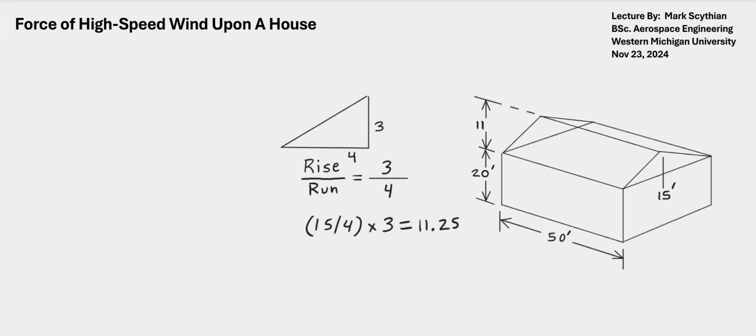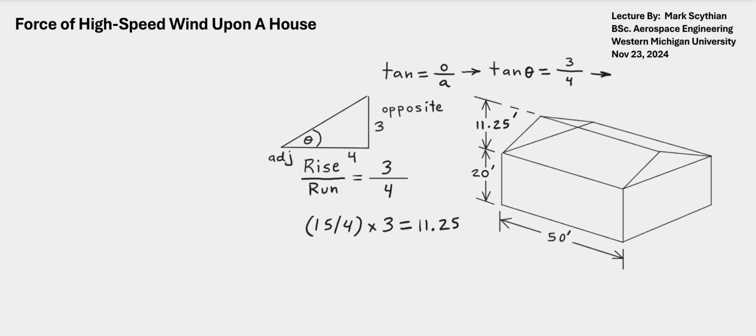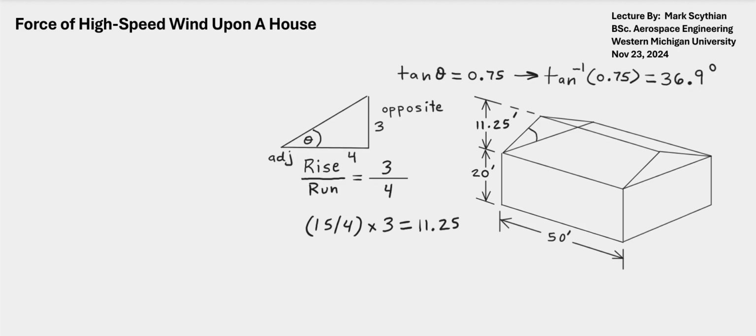This will be a projected rise of 11.25 feet. And then lastly, our angle is just the opposite divided by the adjacent, so that's tangent. And so we just get the inverse tangent of 0.75. And this becomes 36.9, about 37 degrees.